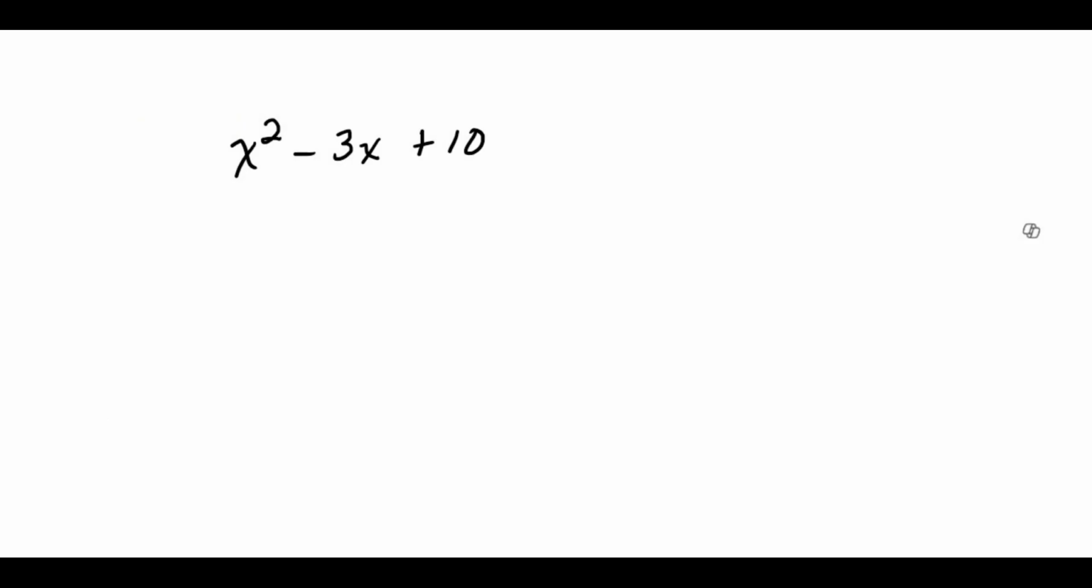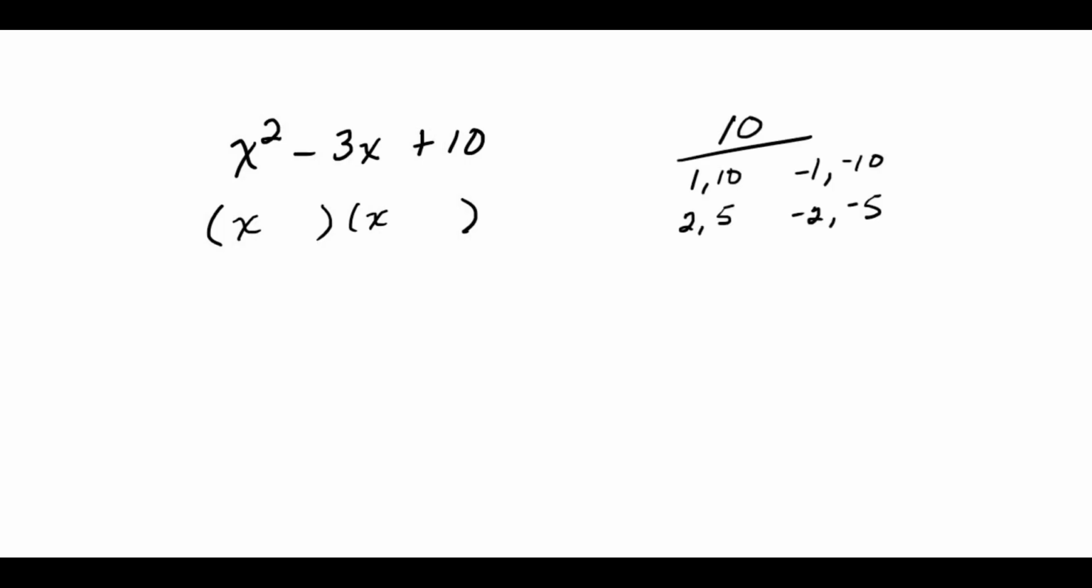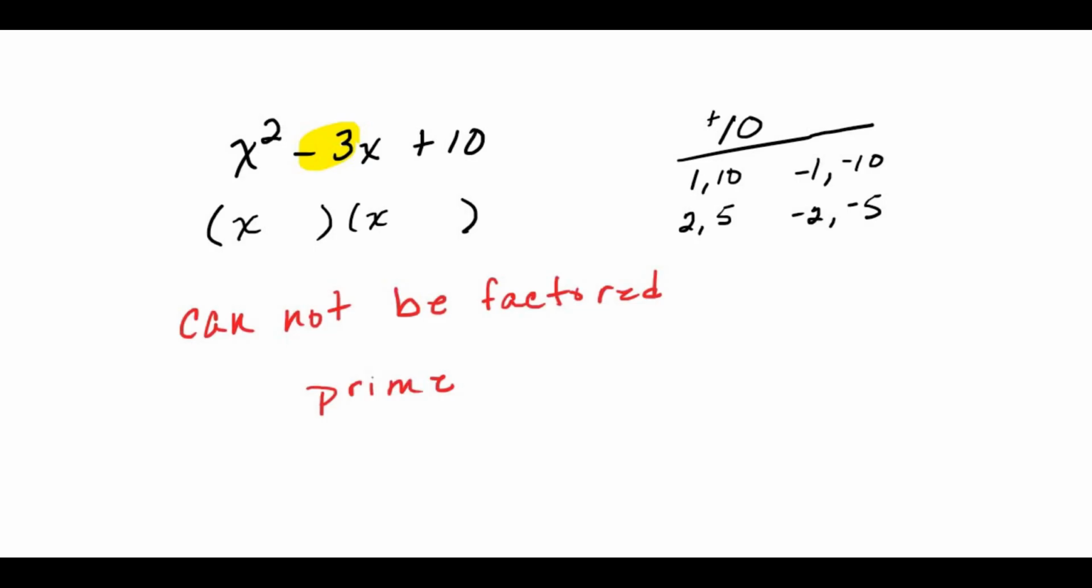In this example, we have another simple quadratic because my leading coefficient here is 1. So if this can be factored, it's going to factor into something that looks like this. I need to find factor pairs of 10. So there are all my factor pairs. And notice that even though all of these multiply to give me a positive 10, none of them add to give me the negative 3 that I need for that middle term. So this cannot be factored. And sometimes you will see this referred to as prime.